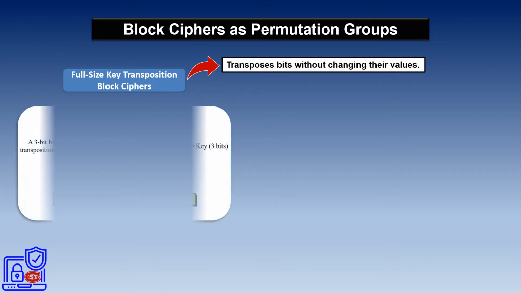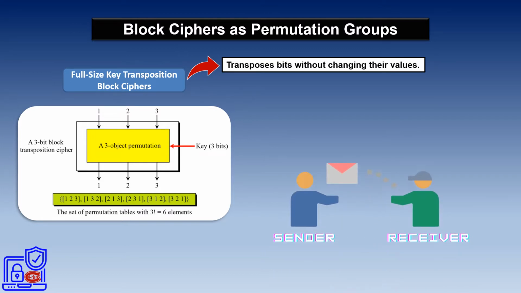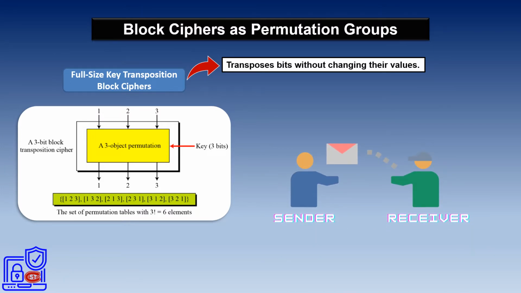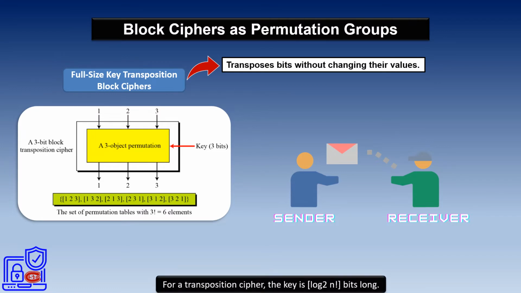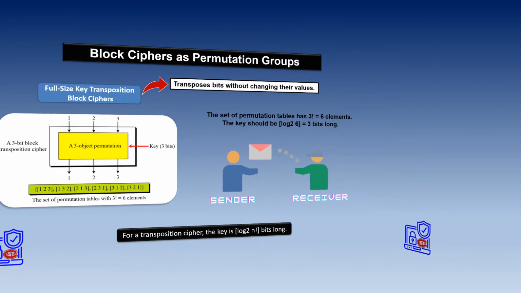So, it can be modeled as an n-object permutation with a set of n-factorial permutation tables in which the key defines which table is used by the sender and receiver. We need to have n! possible keys, so the key should have log2(n!) bits. In this example, the set of permutation tables has 3! = 6 elements. The key should be log2(6) = 3 bits long.